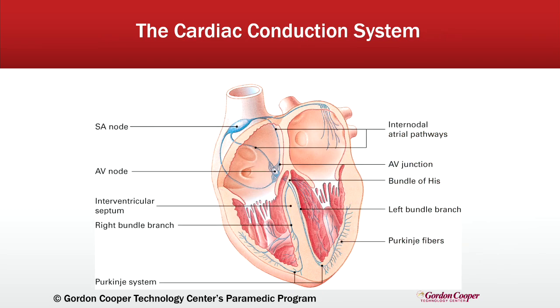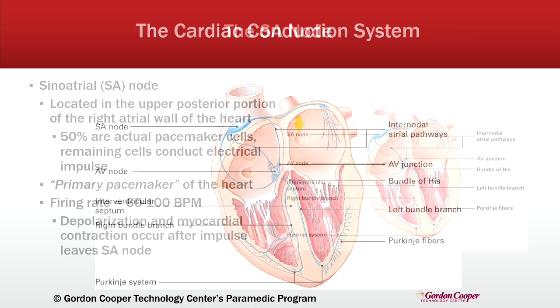So here's what we're going to be looking at the whole time. You see at the top left of your screen the SA node dropping down to the AV node into the junction and just all traveling all the way through the bundle branches and the Purkinje fibers. So let's go ahead and get started.